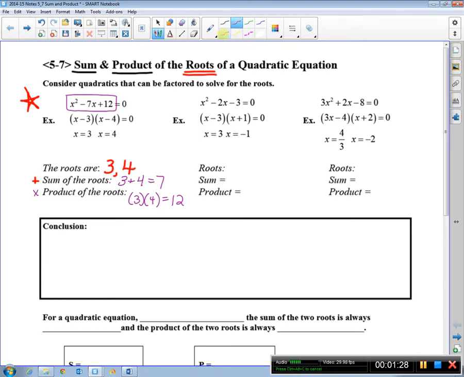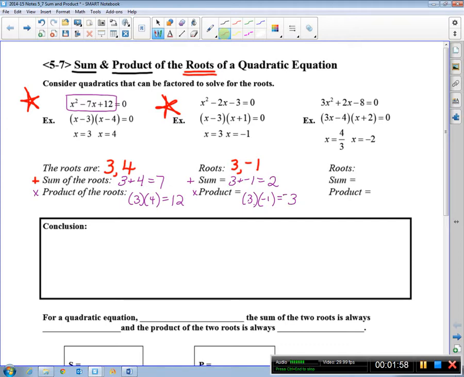Second example, x squared minus 2x minus 3 factors beautifully, and we get the roots are 3 and negative 1. Summing those two roots together gives us 2, and multiplying those roots together gives us negative 3, of course.